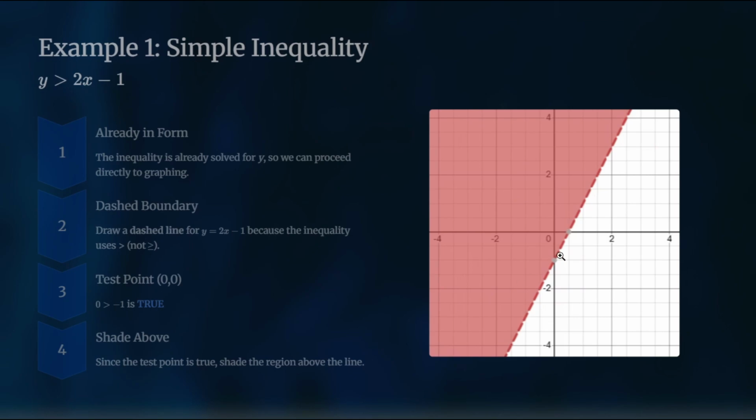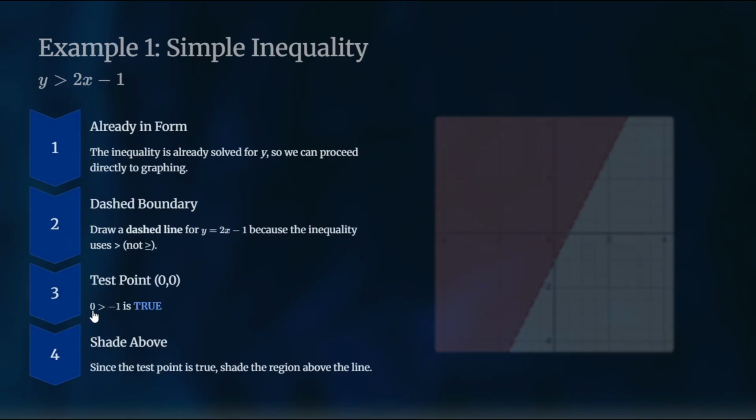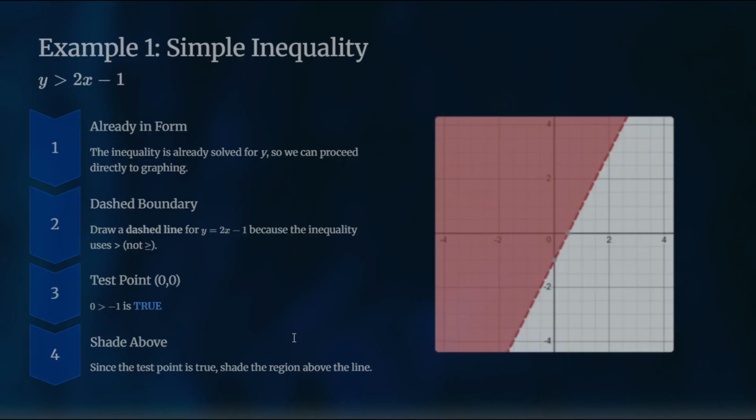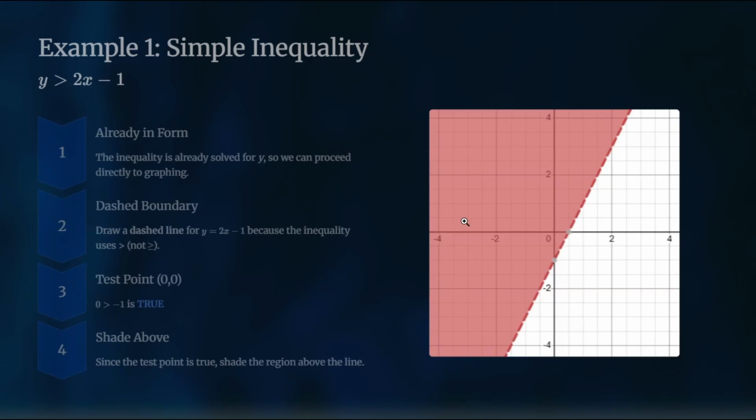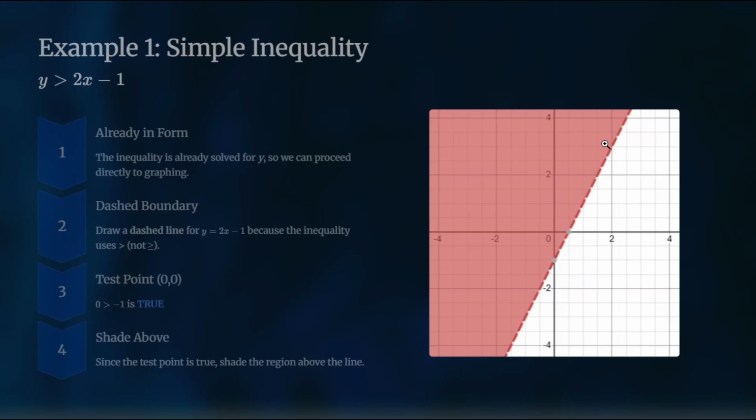Then we'll pick a test point. Let's say we pick the point 0, 0. And then we'll need to plug it into our inequality. So when y is 0, is that greater than 2 times 0 minus 1, which is -1? It is true. Therefore, that's the region that we'll want to shade. The region that contains the point 0, 0 is the region that we'll shade. And we can see that we have a dashed line because our inequality was strictly greater than, y greater than 2x minus 1. So this is our solution, this region right here in red.